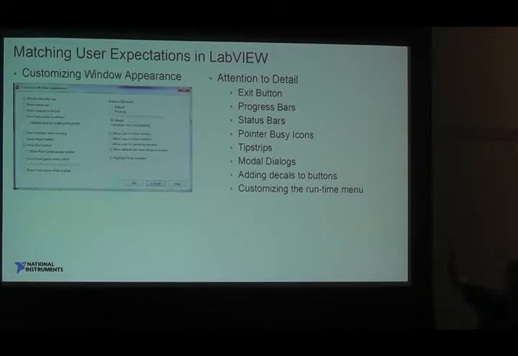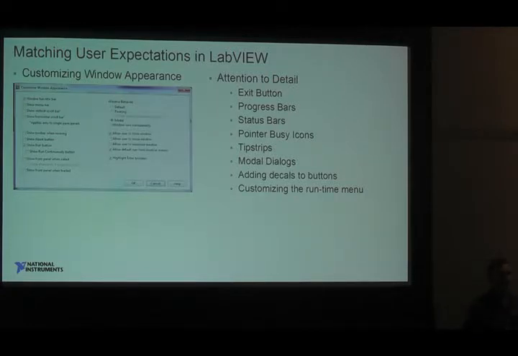Also, paying attention to detail is really important as well. So things like making sure that the exit button of your application, if you don't want it to stop or close down your application, or you want it to go into a shutdown procedure, is an important thing to keep in mind. Including things like progress bars is another way to give your user an indication of what's happening, that something is going on, or how far through a process they are.